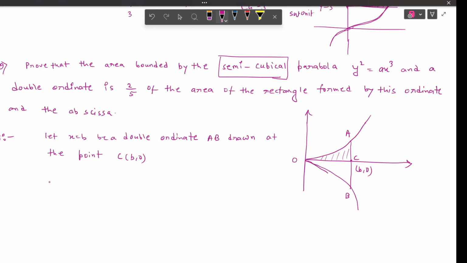So our area OCA would be the integration from 0 to b of y dx. And what is y? It is a to the power half x to the power 3 by 2. So this is the integral from 0 to b of a to the power half x to the power 3 by 2 dx.